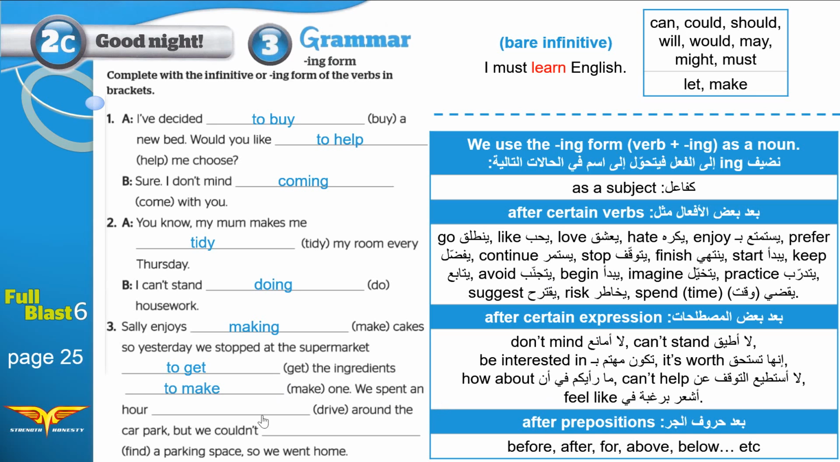We spent an hour. Okay, spend. Look, we have spend here. Spend time. Spend an hour driving around the car park. We couldn't. This one's easy. We couldn't find a parking space.